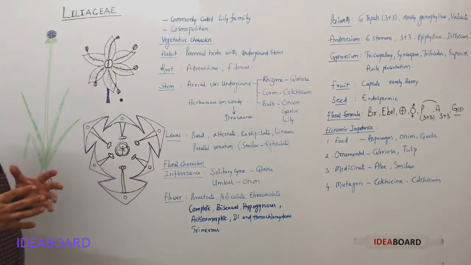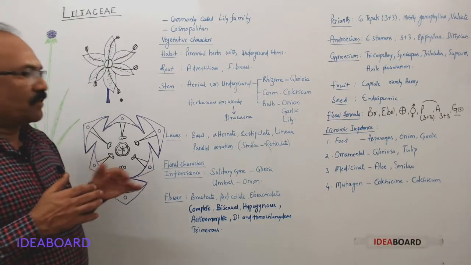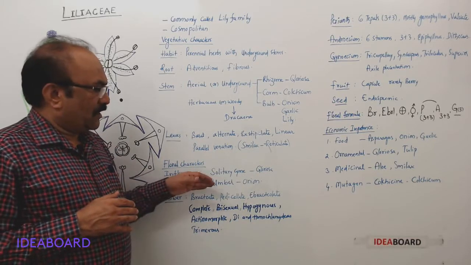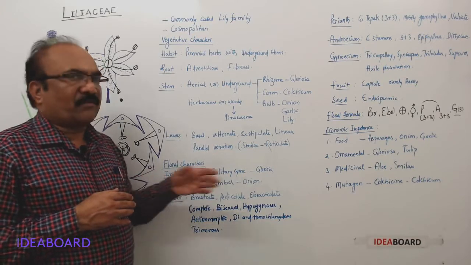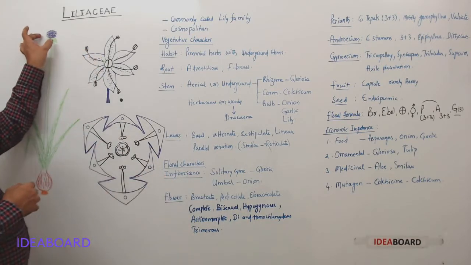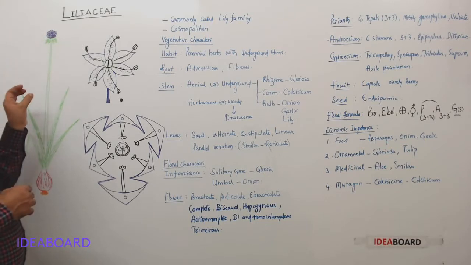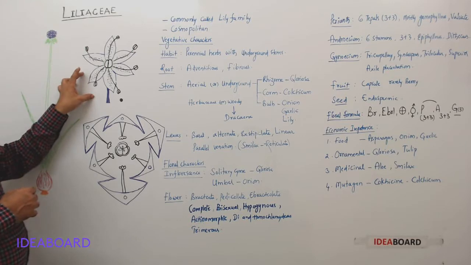Now let us come to the floral characters. The inflorescence is generally a solitary cyme, as in the case of Gloriosa, and it is an umbel type of inflorescence, as in the case of onion. So this is not a flower, it is an inflorescence. What inflorescence? Umbel inflorescence. And I have taken out one flower. This is a single flower.